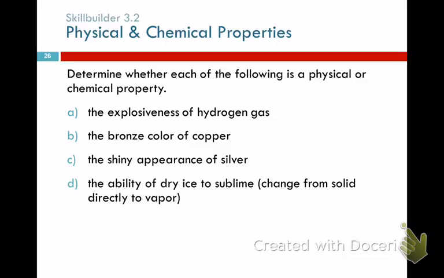The bronze color of copper. Physical property, yes. How it looks, right? Shiny appearance of silver. Physical, its appearance, right? Ability of dry ice to sublime. That goes from the solid to the gas. Physical, too, because it's still CO2 as the solid and CO2 as a gas. So what is this one? Chemical, and the rest are physical.